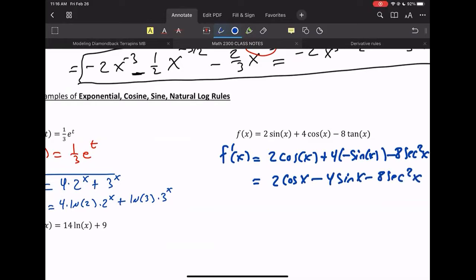Sine and cosine are ones that come up a decent amount. Tangent we don't see particularly in our class, but it's one just to know, just to have an idea of moving forward. Okay. Big deal.